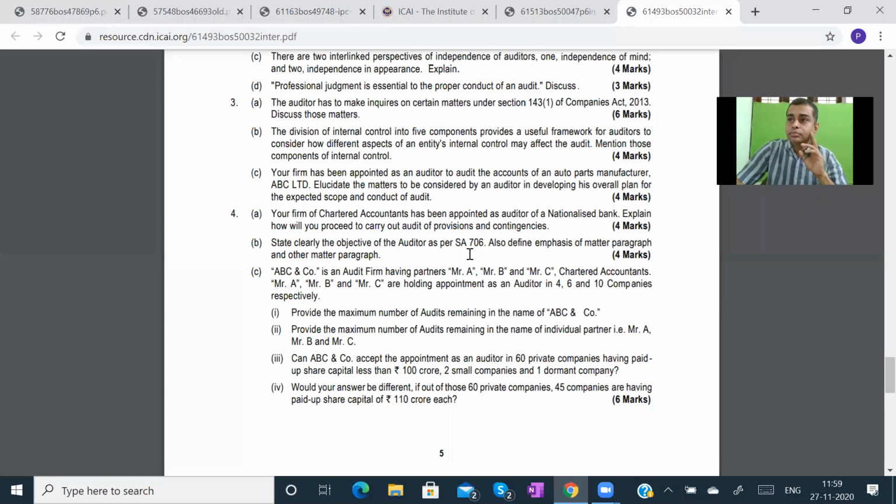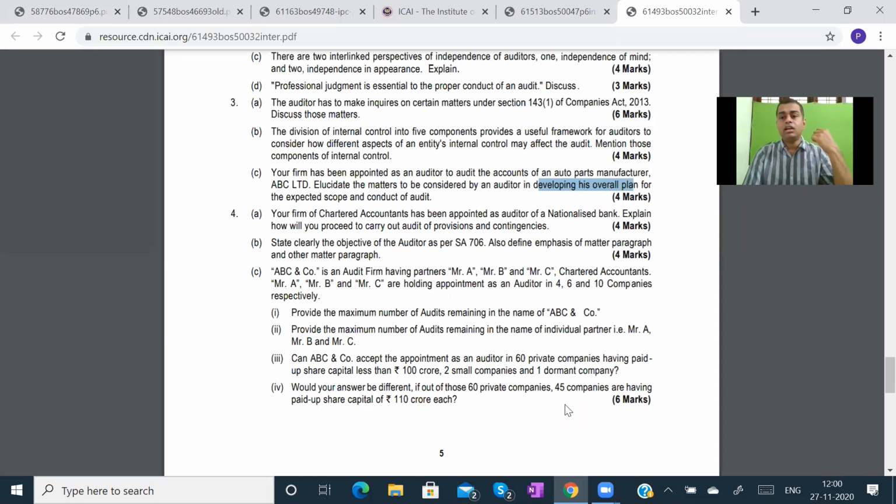So read the next one. Third, your firm has been appointed as an auditor to audit the accounts of an auto parts manufacturer, ABC Limited. Elucidate the matters to be considered by an auditor in developing his overall plan. For the general question, so many times we have read. Clearly I told you what are the specific points, factors to be considered by the auditor while preparing audit program, while preparing overall audit plan. Easily you can write the answer.